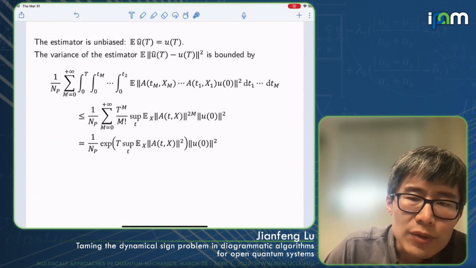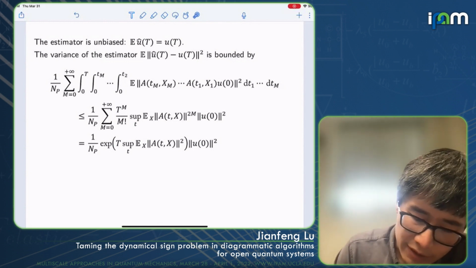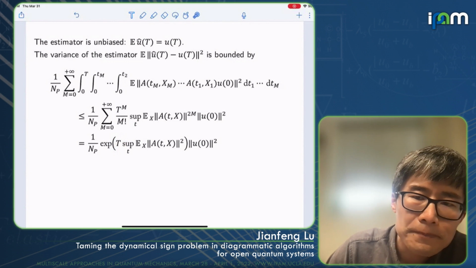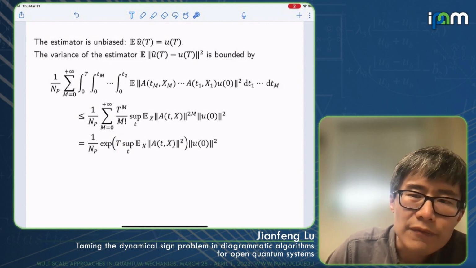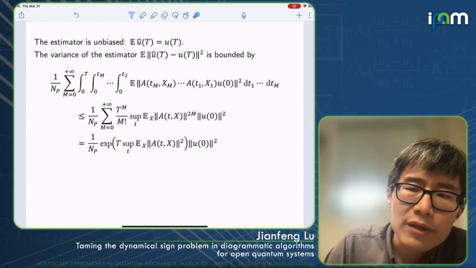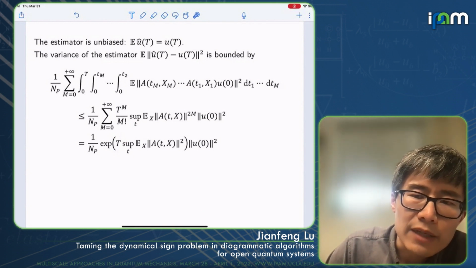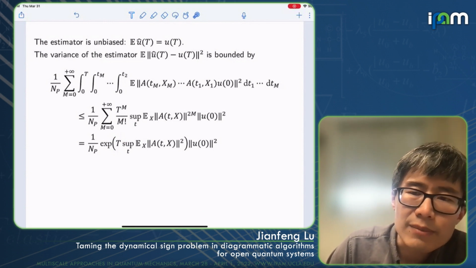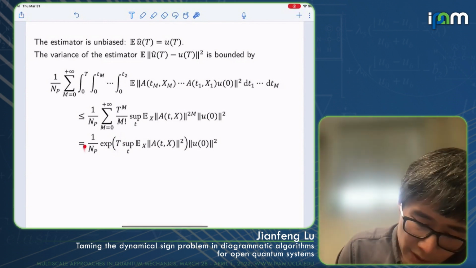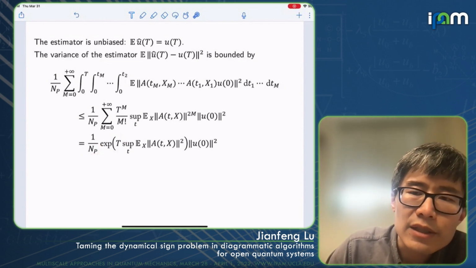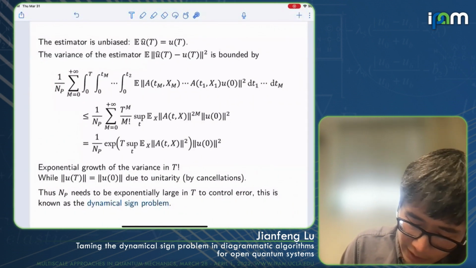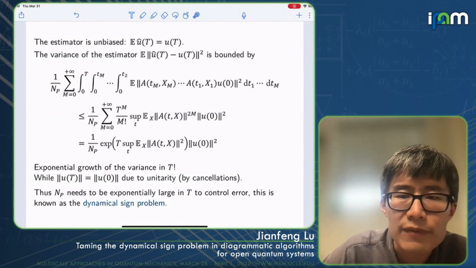And one thing to point out is that you see immediately that this variance depends on this t in an exponential way, right? Which may not be surprising: if you want to calculate this dynamics for longer time, then the variance actually grows exponentially. Which means that if you want to maintain the same accuracy level, the NP, the number of samples that you need to take in this Monte Carlo sampling, also needs to grow exponentially. Okay, so that's essentially the very simple message that we get from here.